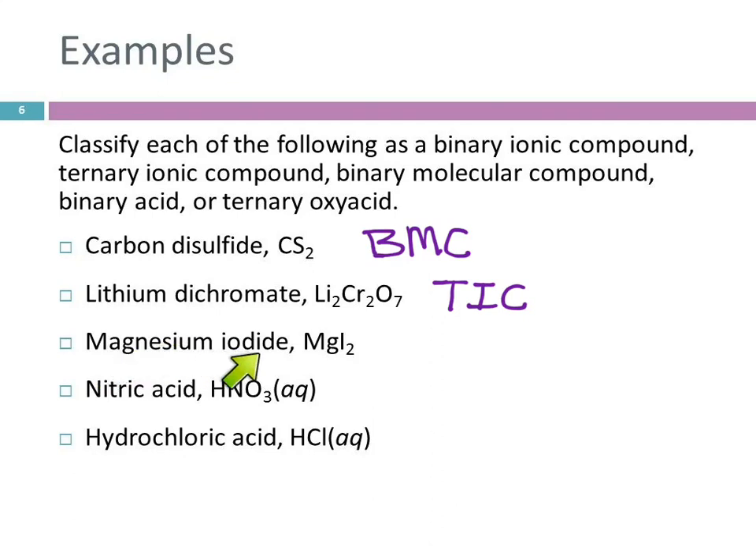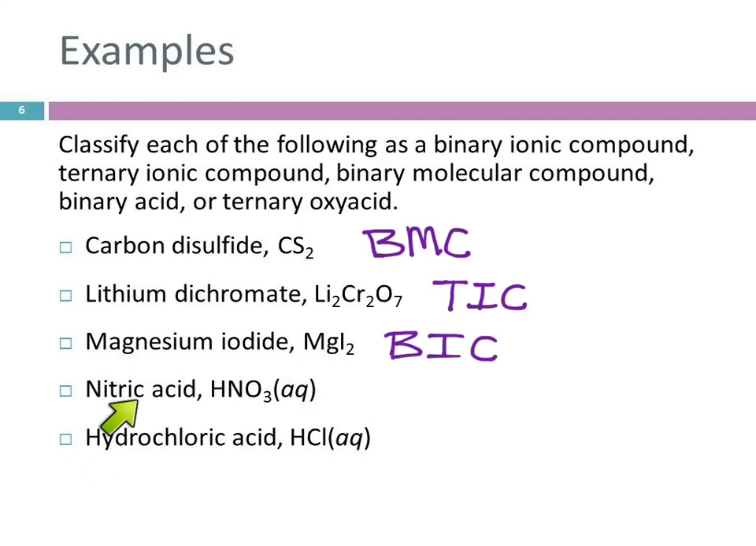Magnesium iodide. How many elements? 2. Is the first one a metal or a nonmetal? It's a metal. So what kind of a compound is this? Binary ionic compound. Because the binary molecular is 2 nonmetals. The ionic has a metal in it.